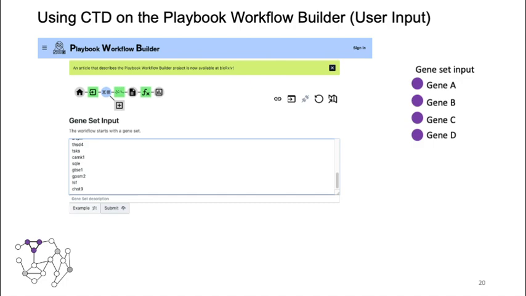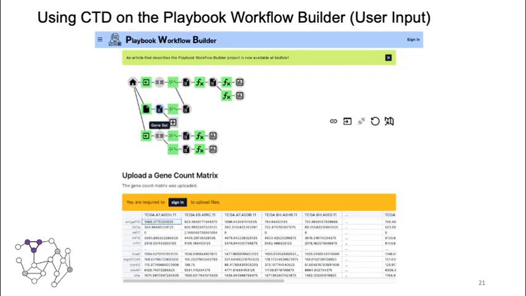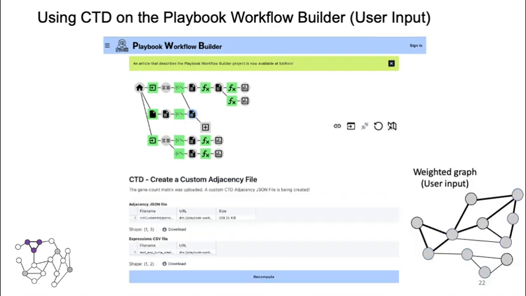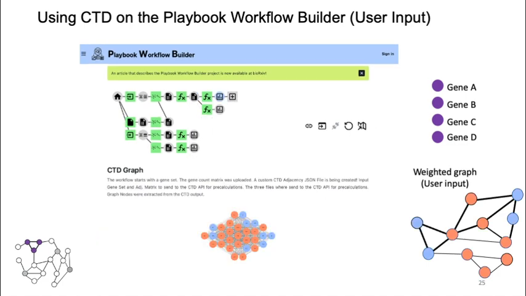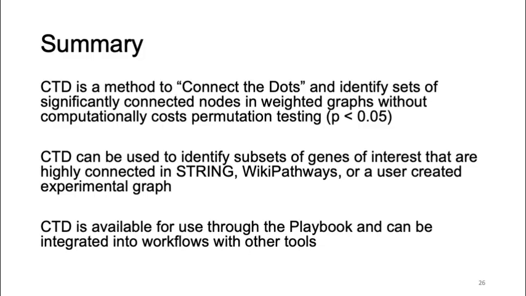For this functionality, we also start with the gene set input, but we then upload a gene count matrix. This gene count matrix will be used to create a custom adjacency file that is specific to your experimental conditions. This adjacency file will then be used in CTD along with your gene set of interest, and the response will once again be the number of highly connected nodes, the number of guilty by association nodes, and a graph which displays both of these.